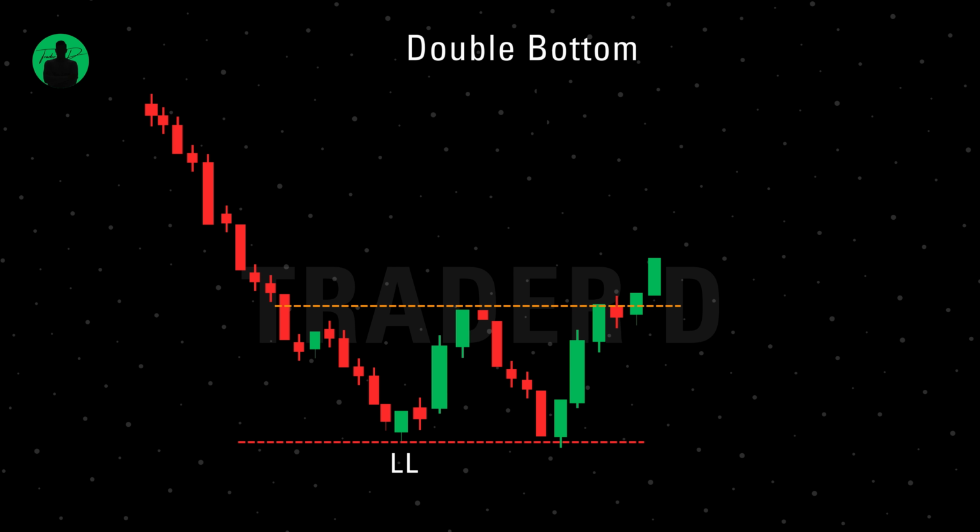The line connecting the highs between the two bottoms, a breakout above the neckline, confirms the bullish reversal.